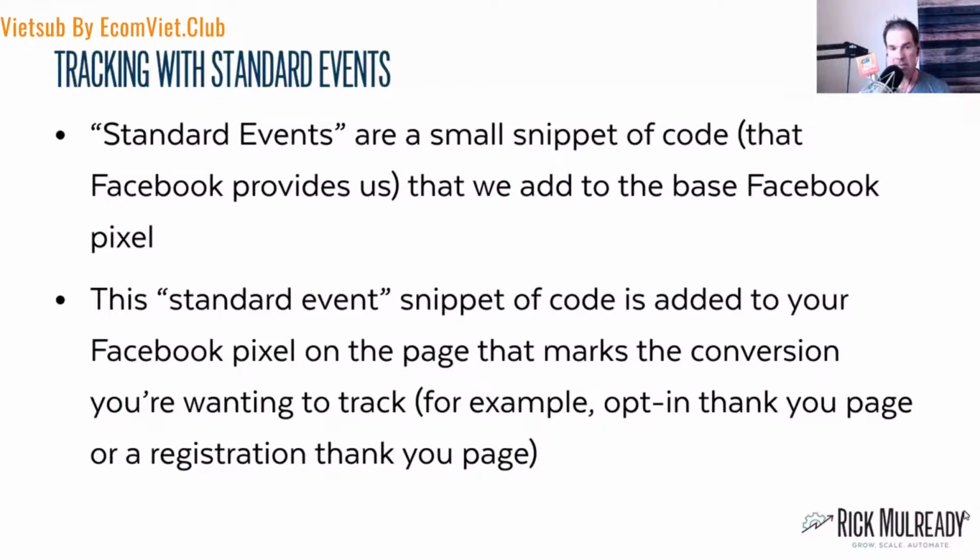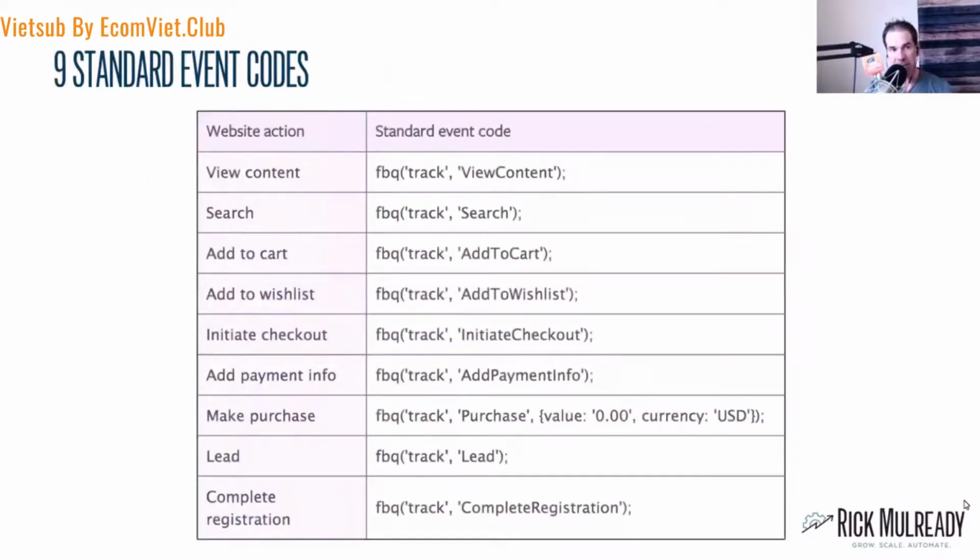And this standard event, a snippet of code, is added to your pixel on the page that marks the conversion that you're wanting to track. So for example, the opt-in thank you page, or a registration thank you page, or a sales thank you page. Okay, and there are 9 different standard event codes. You can see them here, everything ranging from view content to complete registration. And I'm going to break each one of these down for you and how to insert this code if you want to go the standard event route.